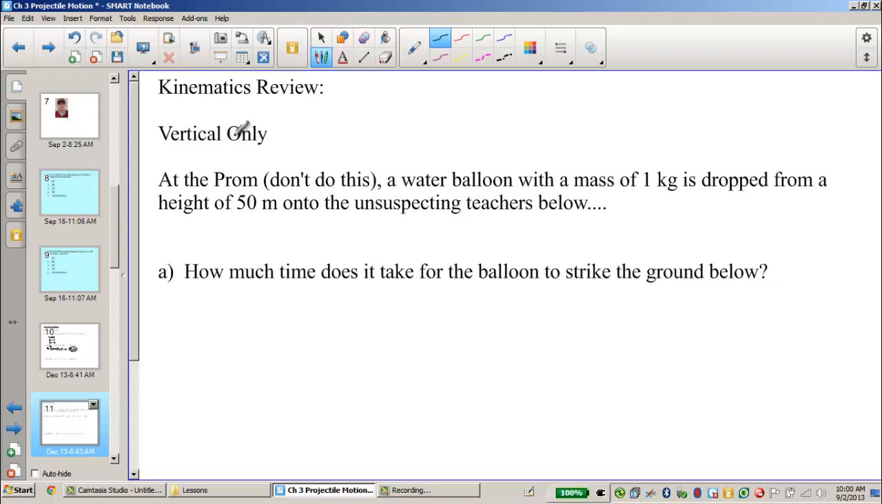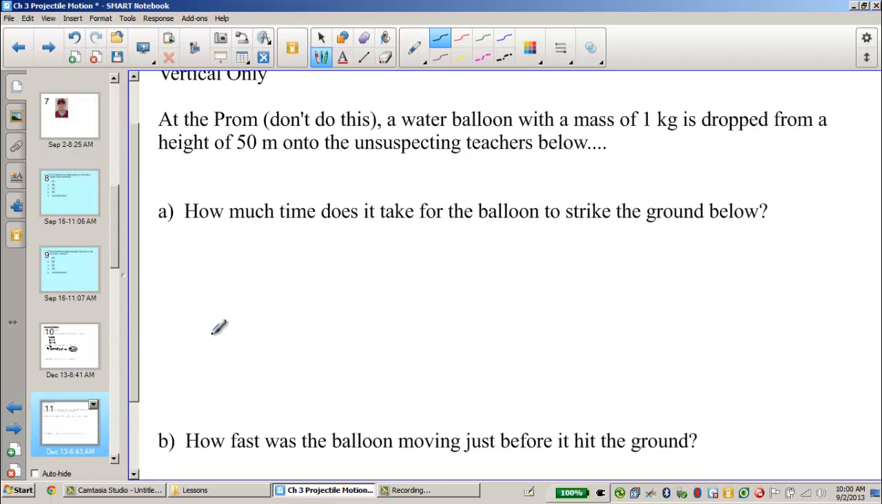Here's a purely vertical problem at the prom. Please don't do this. A water balloon with a mass of 1 kilogram is dropped from a height of 50 meters onto the unsuspecting teachers below. How much time does it take for the balloon to strike the ground below? Again, same thing. We're going to think about our unknowns. How much time? Well, we're looking for T.